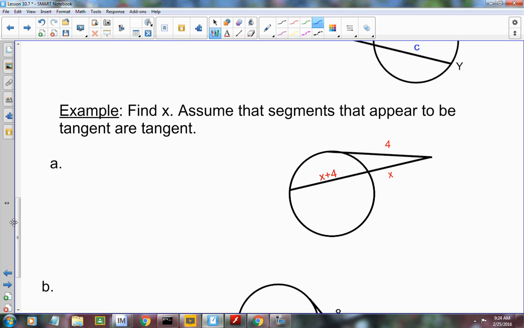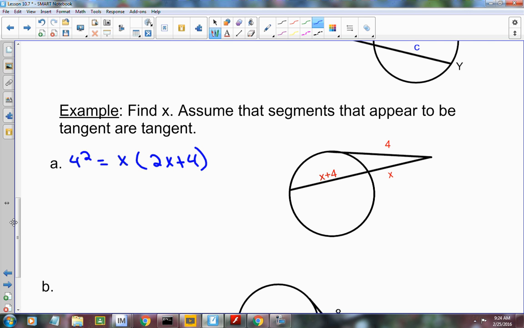All right, so we want to find x. Assume that segments that appear to be tangent are tangent. Okay, so I've got my tangent and I've got my secant. What am I going to do? 4 squared, and that's equal to, the outside part is x, and the whole thing is what? 2x plus 4, right? If you add those two parts together, okay?